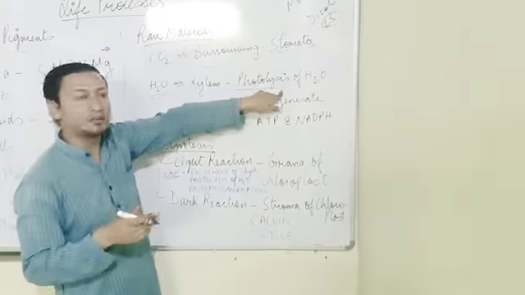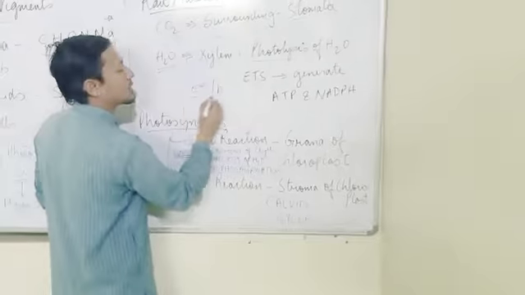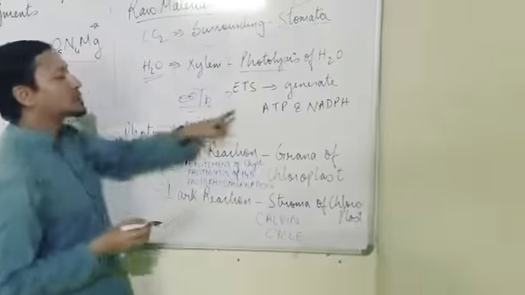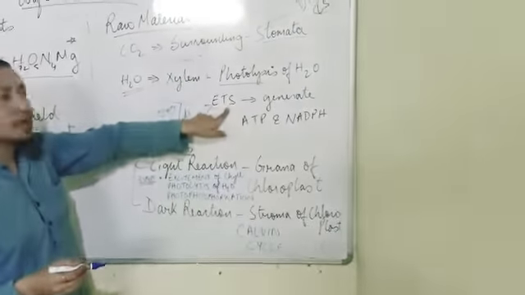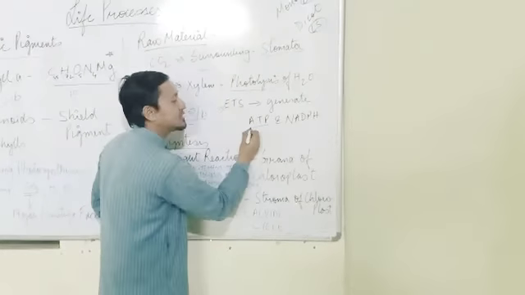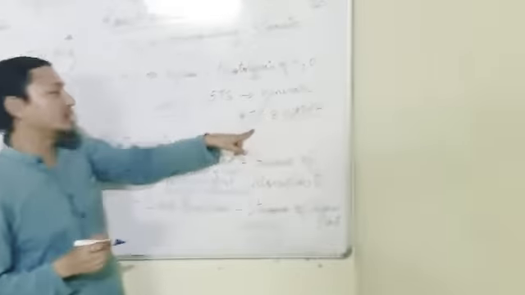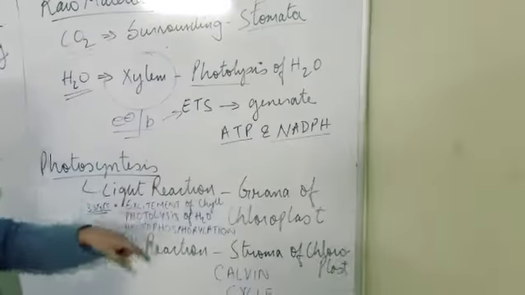Splitting of water will take place, because of which an electron is released and also a proton. That moves to the electron transport system. Now when they go to the electron transport system, they generate ATP and NADPH. So these are the energy rich molecules that provide the energy to the plant which is required.